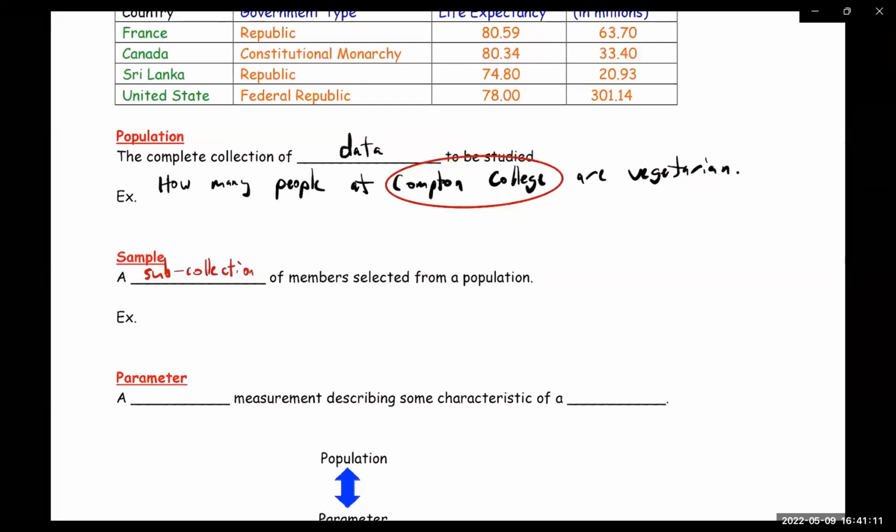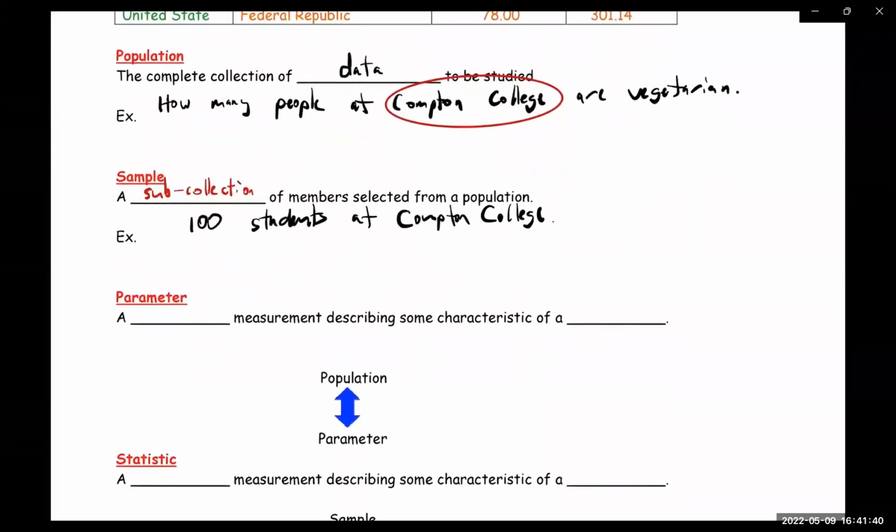So maybe 100 students at Compton College were surveyed to ask them how many of those 100 are vegetarian. So that would be a sample because you're not taking everyone from Compton College, you're just taking 100 students from Compton College. So that would be an example of a sample versus a population.